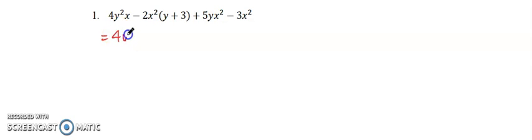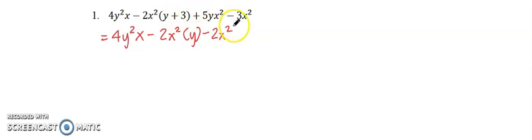So we write 4y squared x, okay? And then we distribute now negative 2x squared. Take note that we are carrying the negative sign. So we write negative 2x squared multiplied with y. That's the first term. And then multiply again negative 2x squared with the second term, positive 3. So we write 3. For the rest of the terms, we just copy them. Plus 5yx squared minus 3x squared.